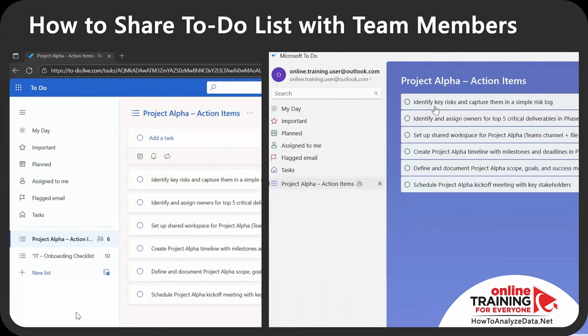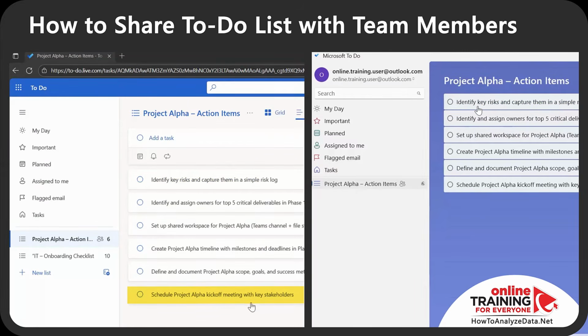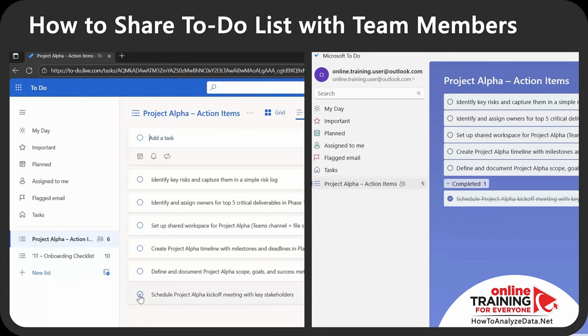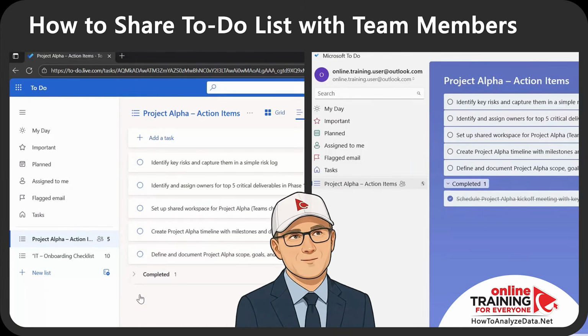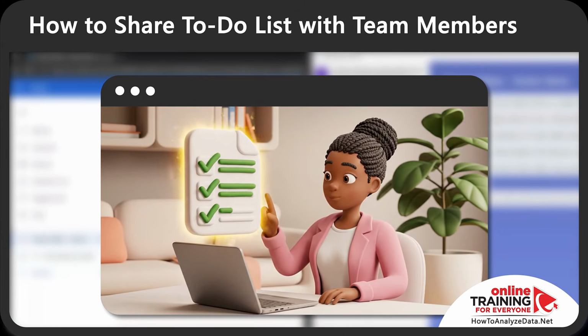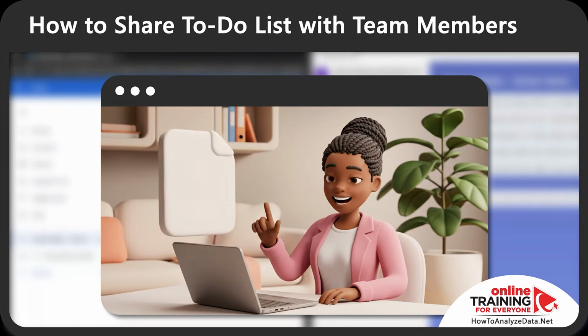And when she completes a task, for example, schedule Project Alpha kickoff meeting with key stakeholders, I will instantly see the updates as well. We've basically created one clear place where all teamwork can be shared. This alone reduces the confusion and lets everyone know: if it's not on the list, it doesn't exist.